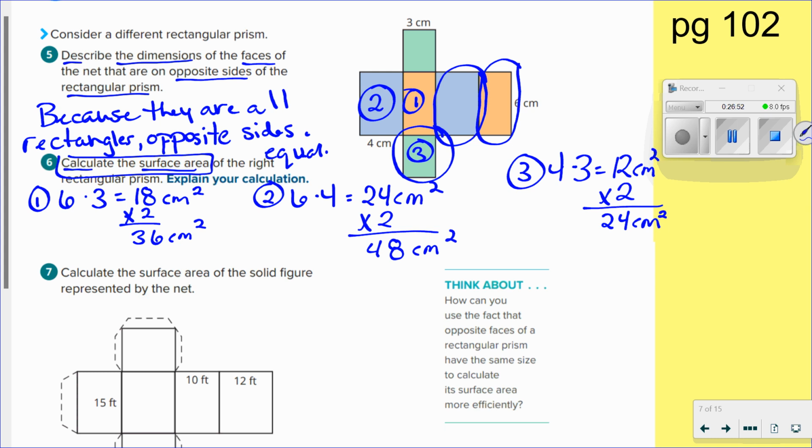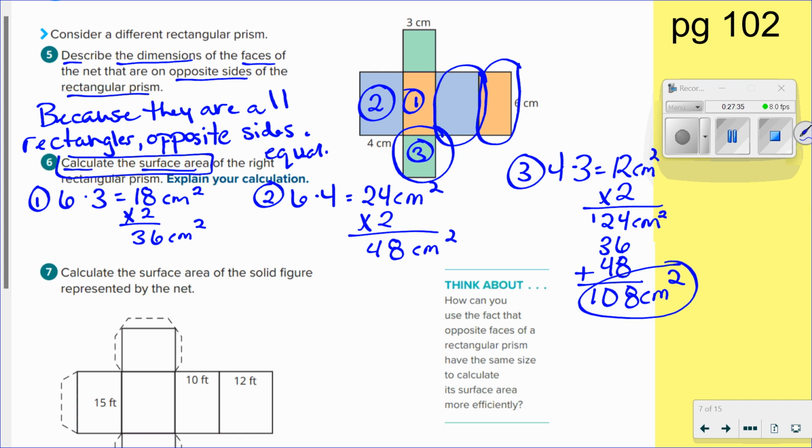Alrighty, so how do I find the total surface area now that I know the areas of all my rectangles? Yep. Add them together. I have 24 plus 36 plus 48. 4 plus 6 is 10, plus 8 is 18. 3 plus 3 is 6, plus 4 is 10. So my total surface area is 108 centimeters squared. Why is it still centimeters squared? Area is always squared. Got it?